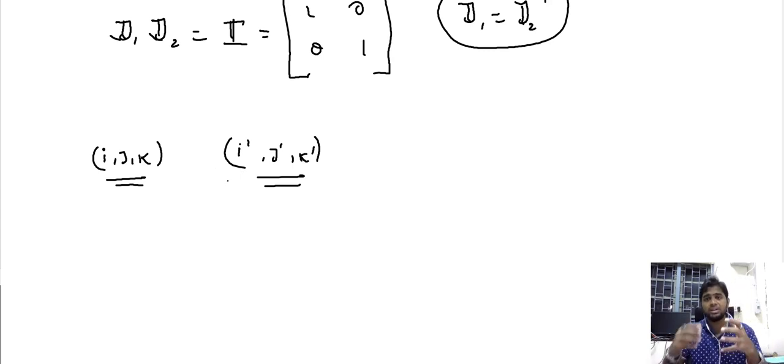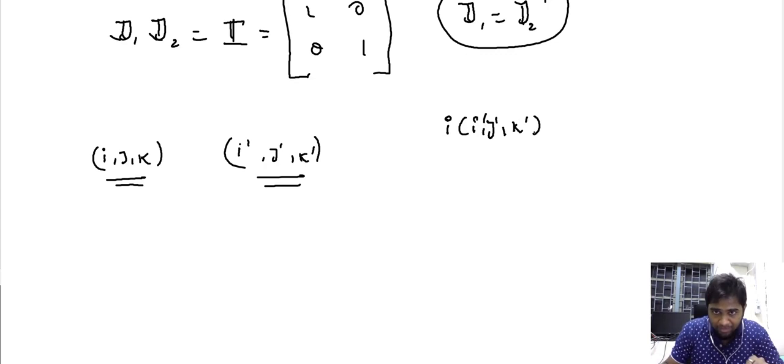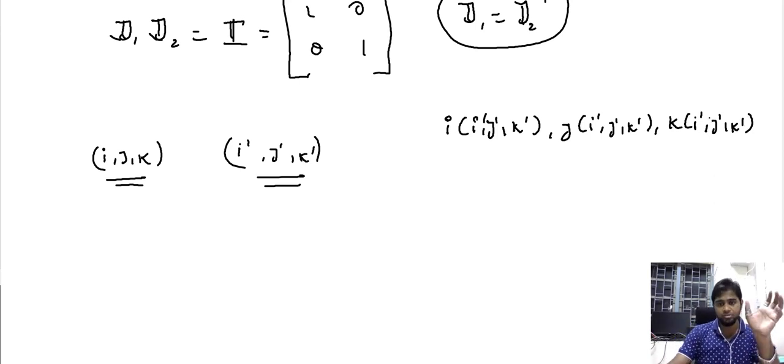So what I mean by that is, let us assume that there exists a relation wherein i can be expressed in terms of i prime, j prime, k prime. The j can be expressed in terms of i prime, j prime, k prime, and the k can be expressed in terms of i prime, j prime and k prime. So essentially we have two coordinate systems, and each coordinate of these systems can be expressed in terms of the coordinates of the other system. We have a coordinate system A and a coordinate system B. Each coordinate of system A can be expressed in terms of coordinates of system B. In the same way, each coordinate of system B can be expressed in terms of the coordinates of system A.